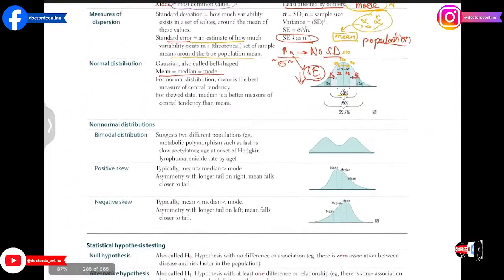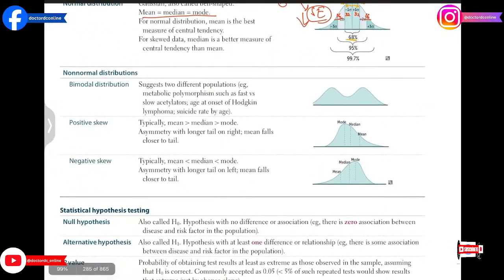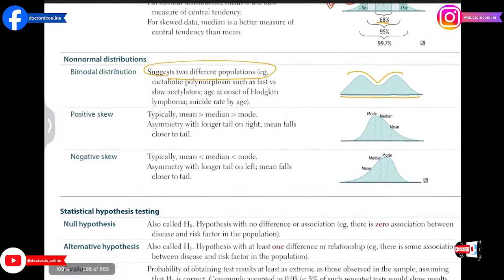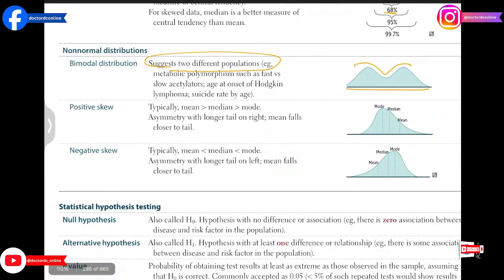Shifting gears now, let's talk about deviations from the normal distribution that we just discussed. Take a look at this bimodal distribution. What do you think would cause something like this? Well, you would see something like this when your data encompasses two different populations. And this is called a bimodal distribution. You might think of something like this when considering age of onset of certain cancers or suicide rates by age.